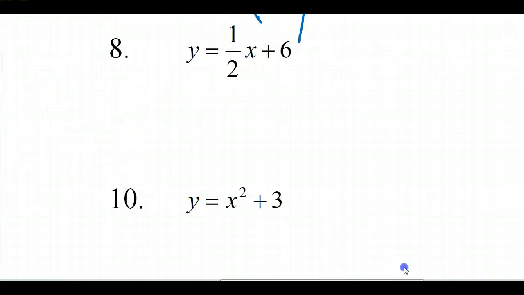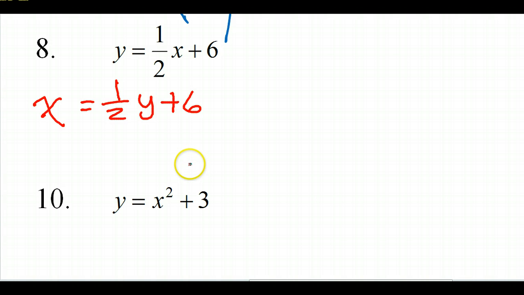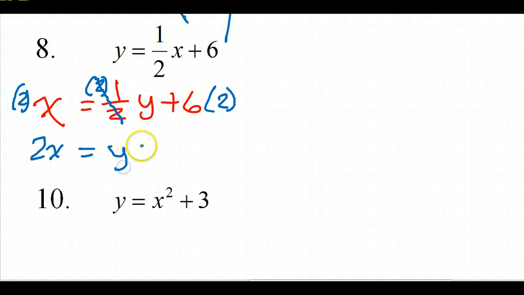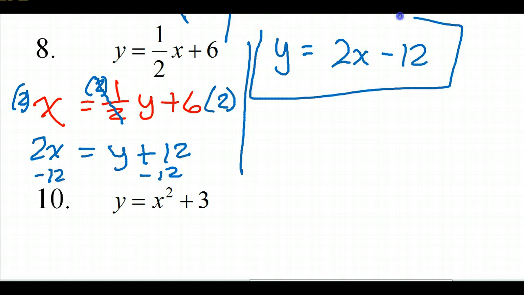Now, number 8, all fractions. Watch out. We'll try to remember what we talked about. So this is going to be x equals 1/2 y plus 6. So what did we say that we would do when we have a fraction involved? Multiply by the denominator. So we're going to multiply everything by 2. Don't forget the 6. Don't leave that out. So we're going to multiply by 2 in all 3 places. Now these 2's are going to cancel each other out. So we will have 2x equals y plus 12. Then just subtract 12 from both sides and you're done. So the final answer will be y equals 2x minus 12. Any questions on that one?